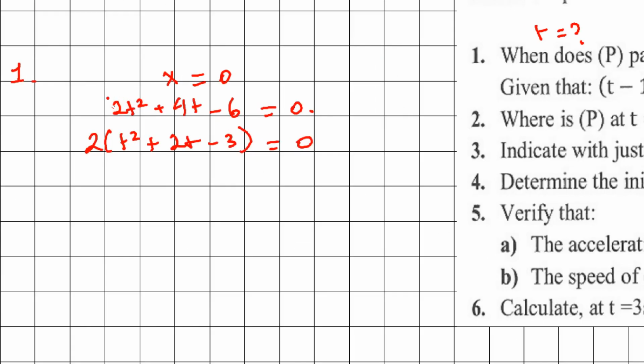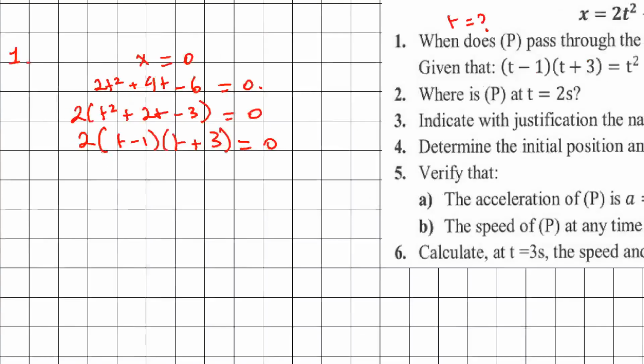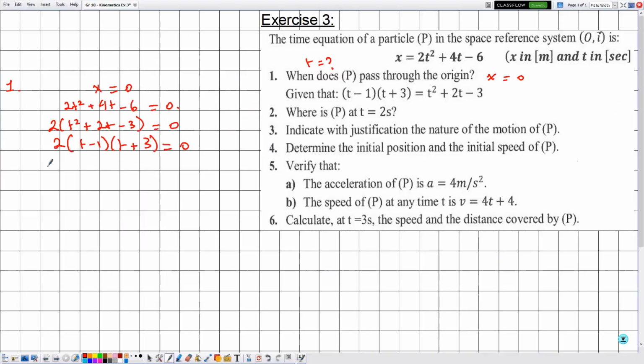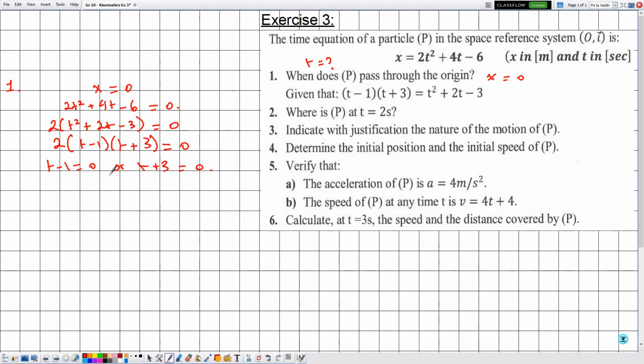So how do you solve this equation? By factorizing it. So we have 2 multiplied by t minus 1 times t plus 3, equal to 0. So what's the solution of this equation? t minus 1 is equal to 0, or t plus 3 is equal to 0, because for sure the number 2 is different from 0. So the solutions of this equation are t is equal to 1, or t is equal to minus 3.